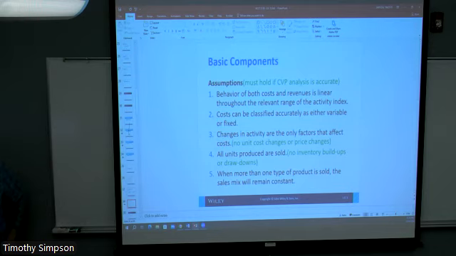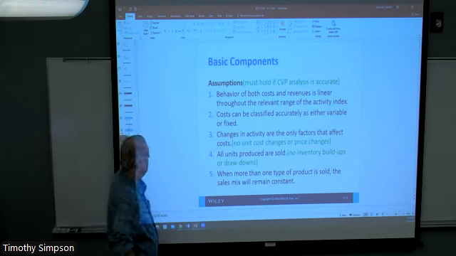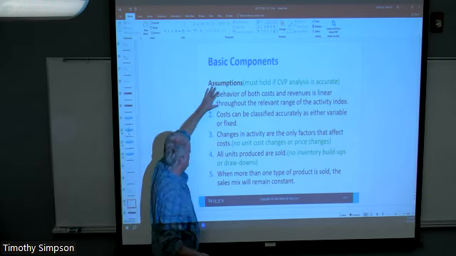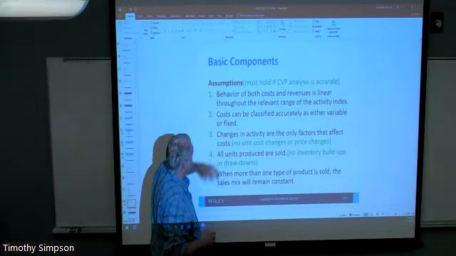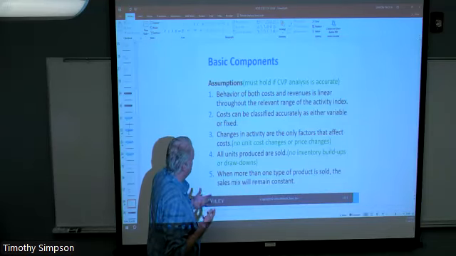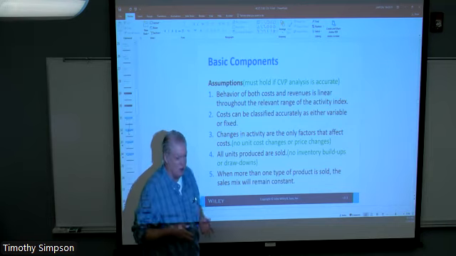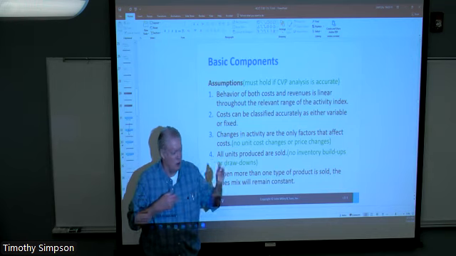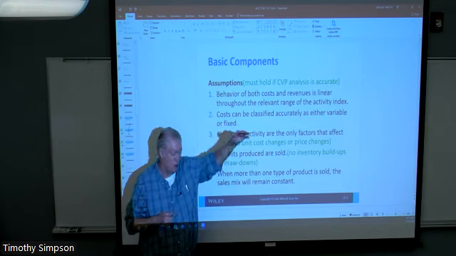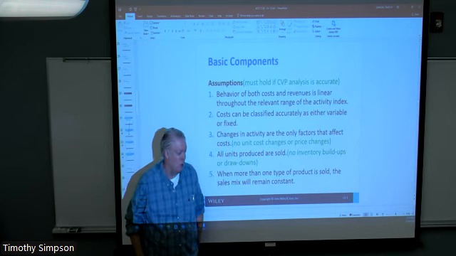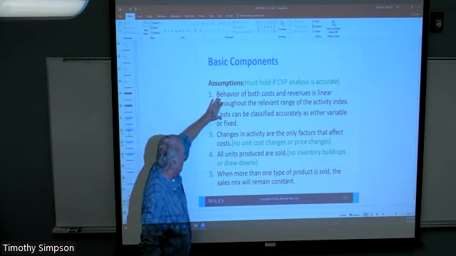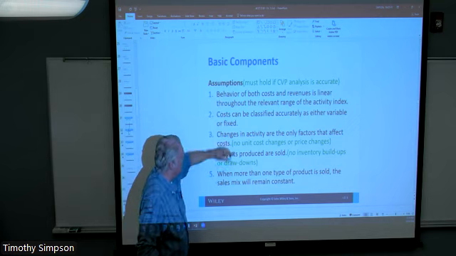Again, I want to review this. I think we left off here on Wednesday: these assumptions have to hold in order for CVP analysis to be accurate. The first is that cost and revenues are linear throughout the relevant range. What does that mean? Linear means stable, a constant slope. Think about any linear function: if you go from one point to another, the rate of change is constant. So we're saying here that in the very short run, these relationships are stable, both cost and revenues.